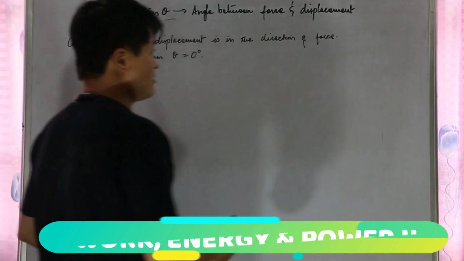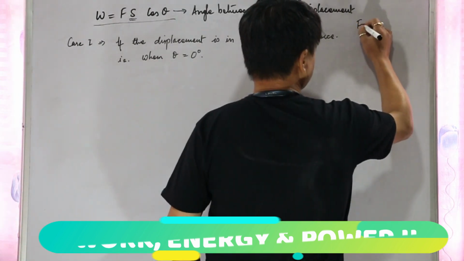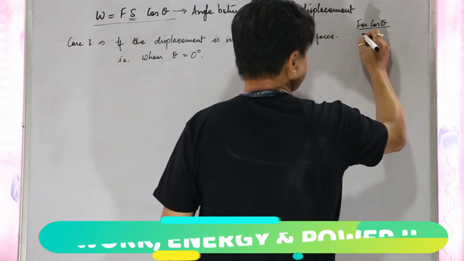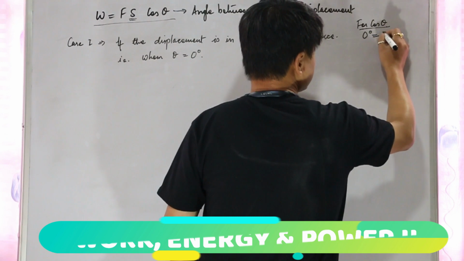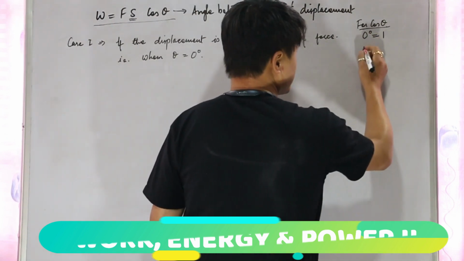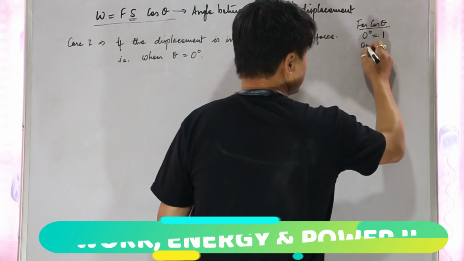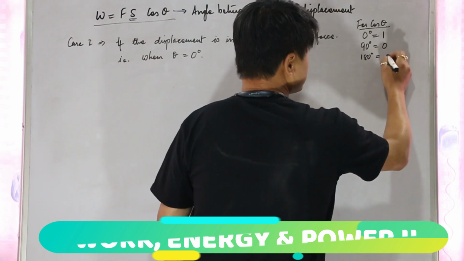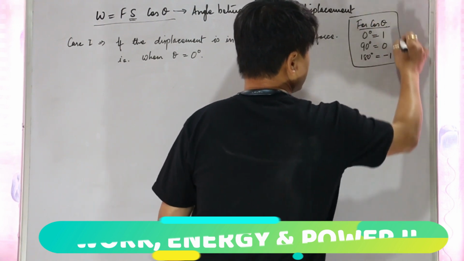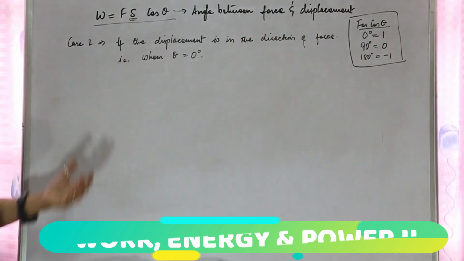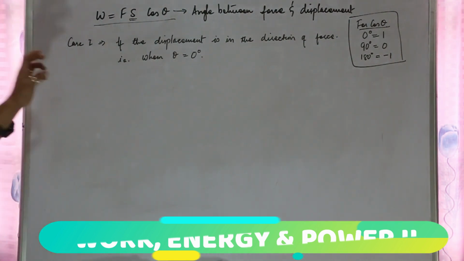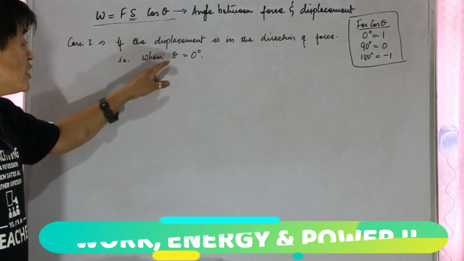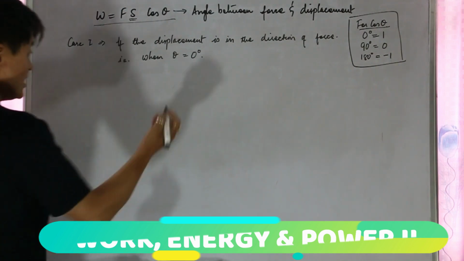Okay, so first I'll write the values for cos theta. When theta is 0 degree, cos theta is 1. When theta is 90 degree, this will be 0, and when theta is 180 degree, this will be minus 1. These values you have to know to understand the three cases of work done. So case 1 is, if the displacement is in the direction of the force, or when theta is 0 degree. Let's take one example.